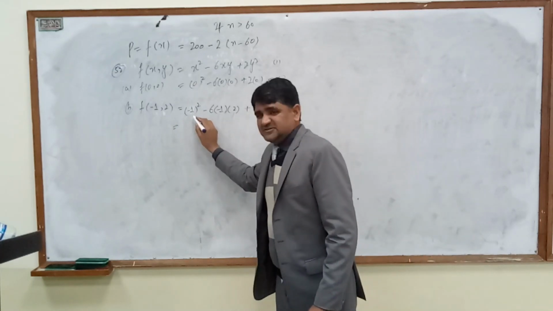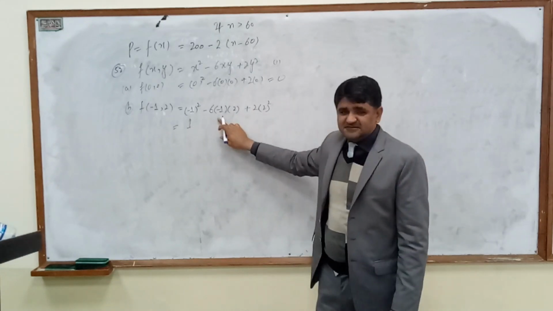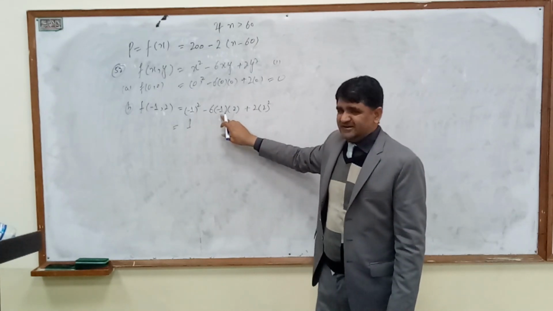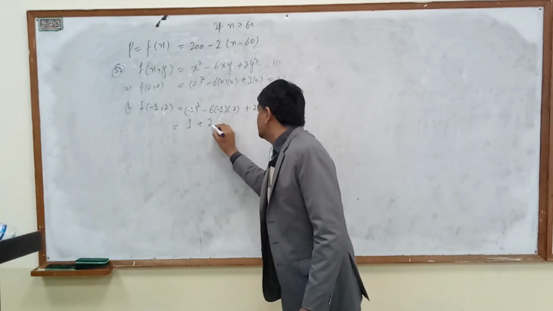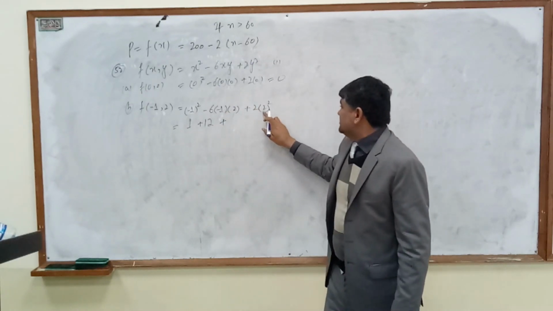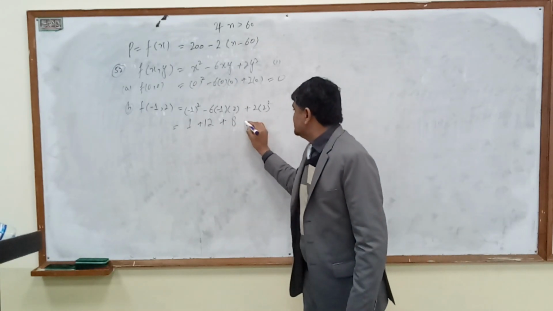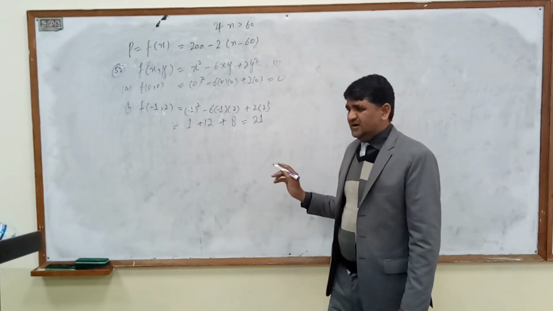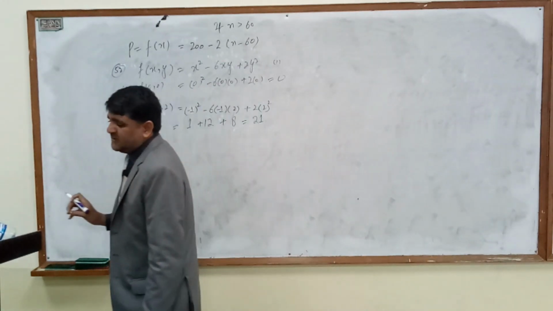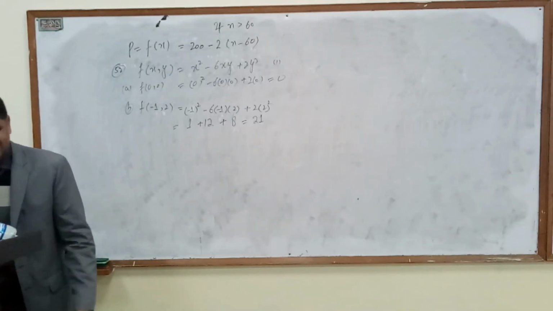So (−1) squared is 1, minus minus plus 6 multiplied by 1 is 6, 6 multiplied by 2 is 12, plus 2 squared is 4, multiplied by 2 is 8. So the sum is 21. I think we have determined it: we have the values of input and we can determine the value of output.